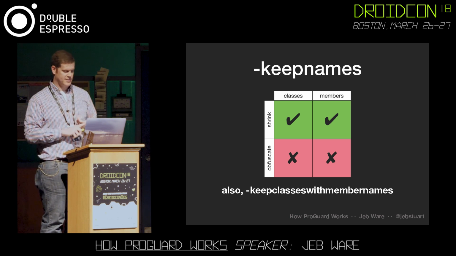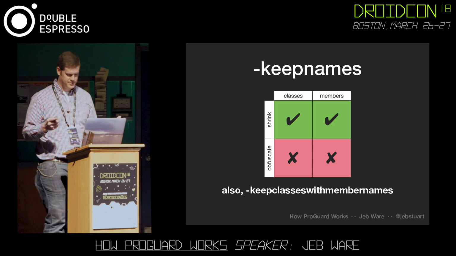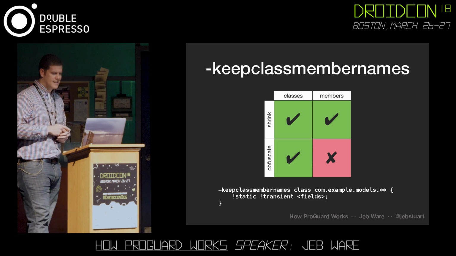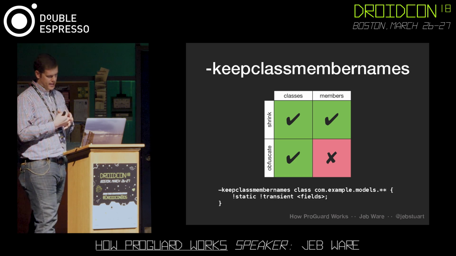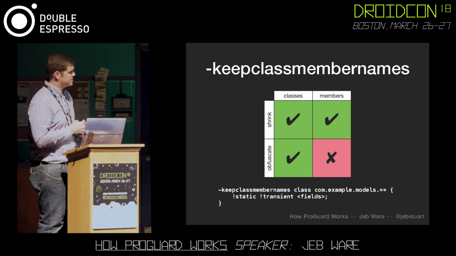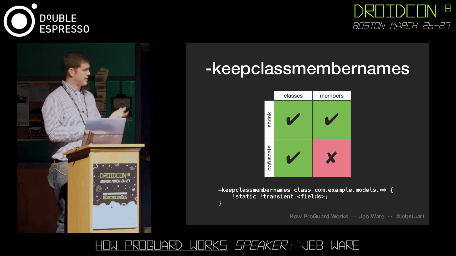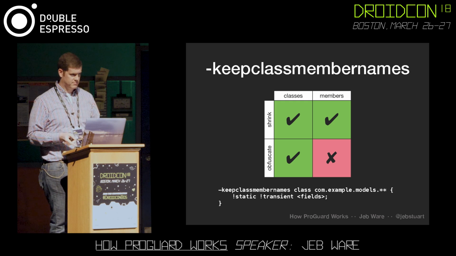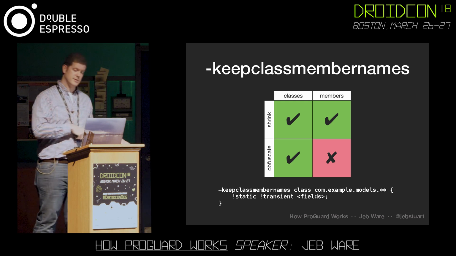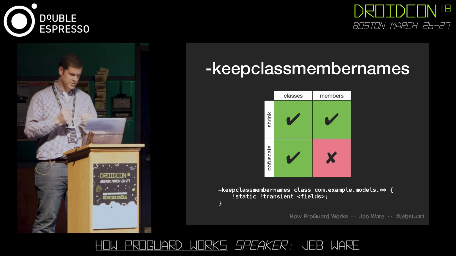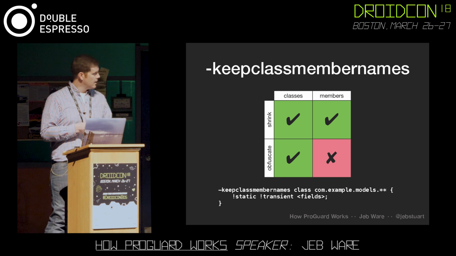So it just says don't obfuscate this code, but you can still shrink it if it's unused. Then the last one is keep class member names. So this just says for the class members that I've got listed, you can't change the names. You can still remove them if they're not used. You can still remove the class. You can rename the class, but you just can't rename these members.